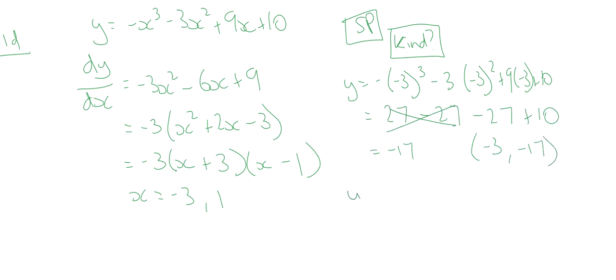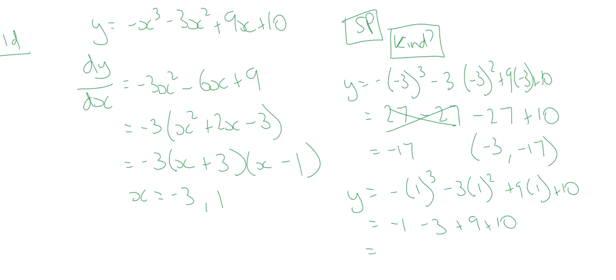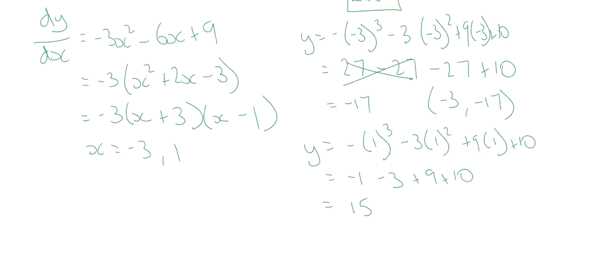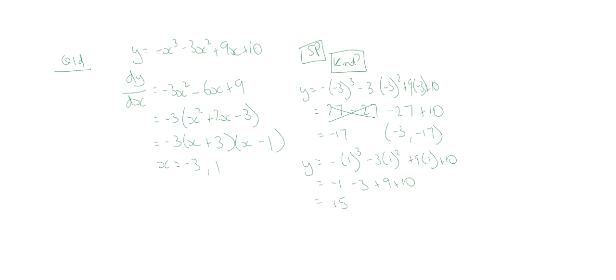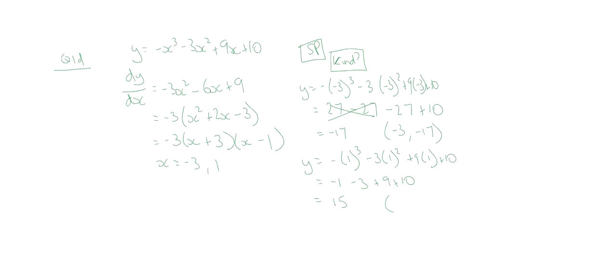Let's do it again with 1. Negative 1 cubed minus 3 times 1 squared plus 9 times 1 plus 10 gives me negative 1 minus 3 plus 9 plus 10, which gives me negative 4 plus 9, which is 5, plus 10, which is 15. So that coordinate becomes 1 and 15. So let's just get a little highlighter out. So these are the two stationary points of this graph.